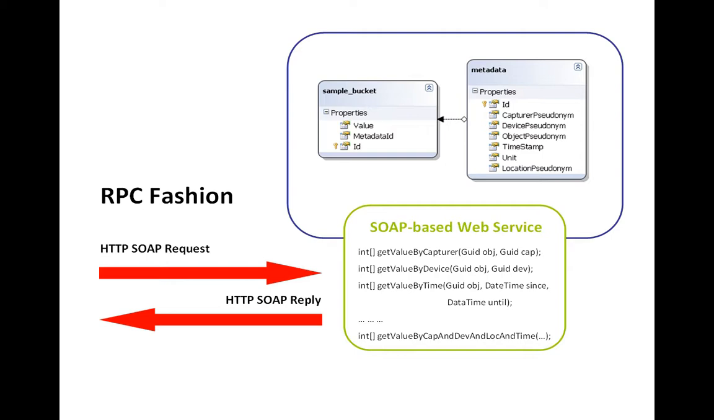For example, to allow a client to retrieve data that has been captured by a certain individual, a getValueByCapture method is needed. Similarly, to allow a client to retrieve data captured during a certain period of time, a getValueByTime method is needed. When the business logic becomes fairly complex, you may end up with a sophisticated method like getValueByCapture and device and location and time. Just imagine, when the metadata schema scales up, considerable numbers of web methods will be needed to meet the requirement of highly flexible data mining applications. This could be very difficult to implement and to maintain.